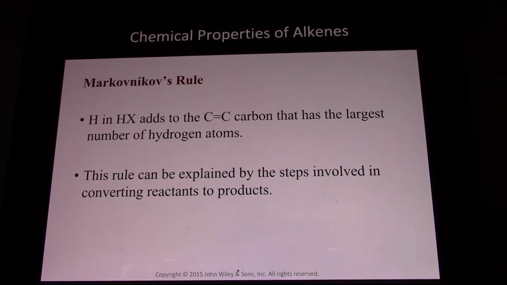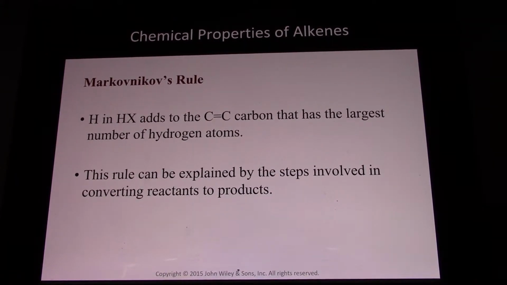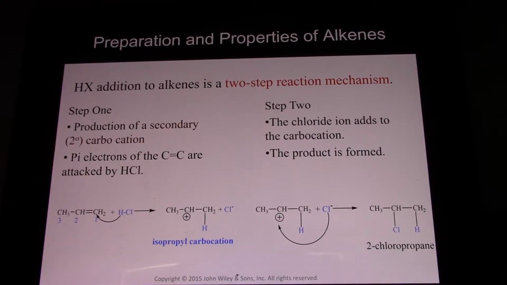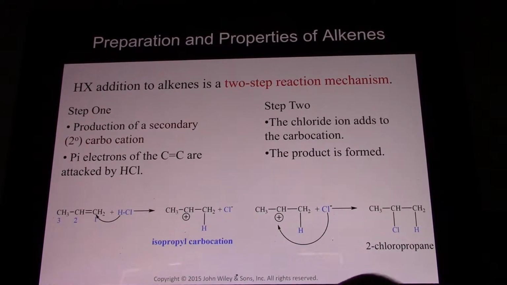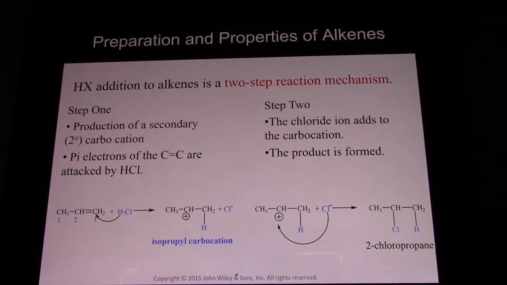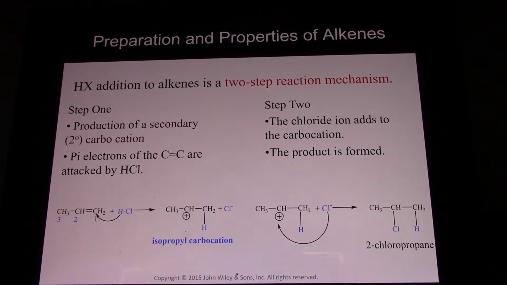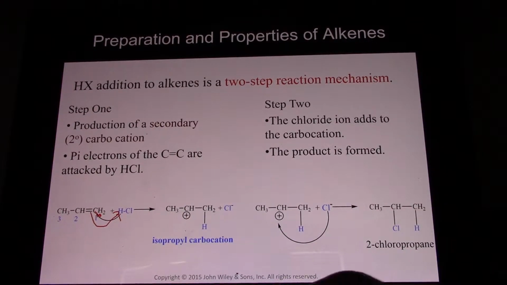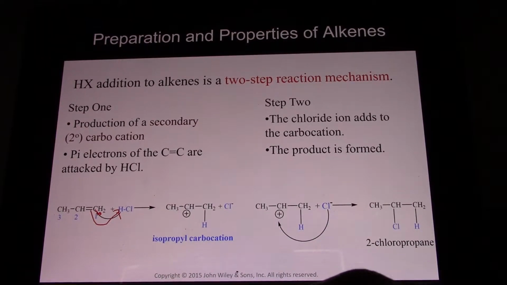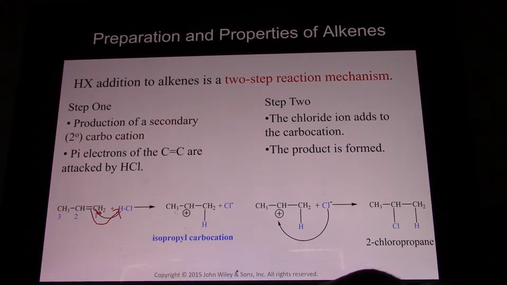And this rule, again, is explained by the steps involved. Step 1, the double bond attacks. Those first arrows are incorrect. The arrow should always start at the electrons, and the head of the arrow should be where the electrons are attacking. So that is a bad arrow that's written in the PowerPoints. And then they grab that hydrogen, forming a carbocation. And then the chloride will then quench the carbocation.